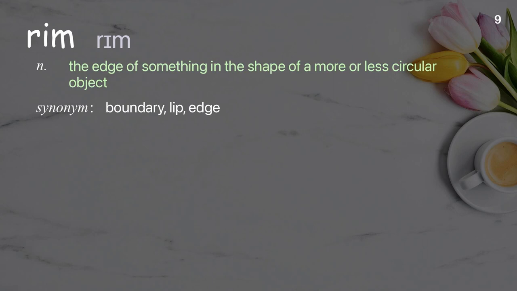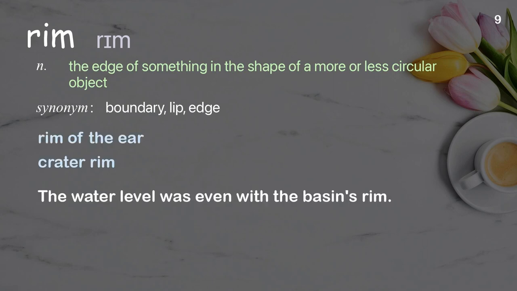Rim. The edge of something in the shape of a more or less circular object. Examples: rim of the year, crater rim. The water level was even with the basin's rim.